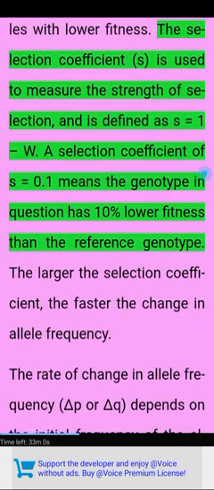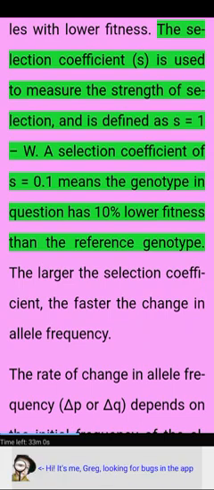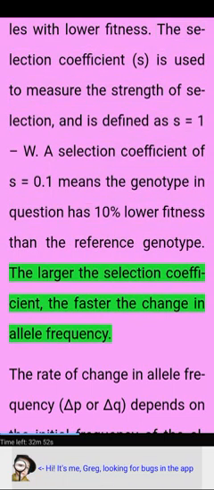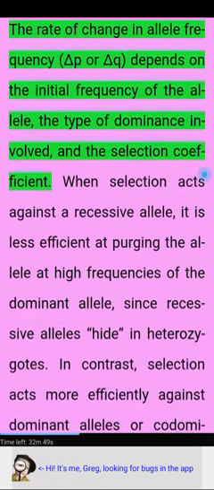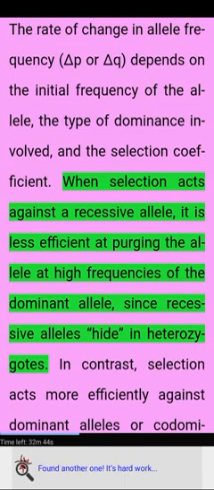The selection coefficient S is used to measure the strength of selection and is defined as S equals 1 minus W. A selection coefficient of S equals 0.1 means the genotype in question has 10% lower fitness than the reference genotype. The larger the selection coefficient, the faster the change in allele frequency. The rate of change in allele frequency, delta P or delta Q, depends on the initial frequency of the allele, the type of dominance involved, and the selection coefficient. When selection acts against a recessive allele, it is less efficient at purging the allele at high frequencies of the dominant allele, since recessive alleles hide in heterozygotes.